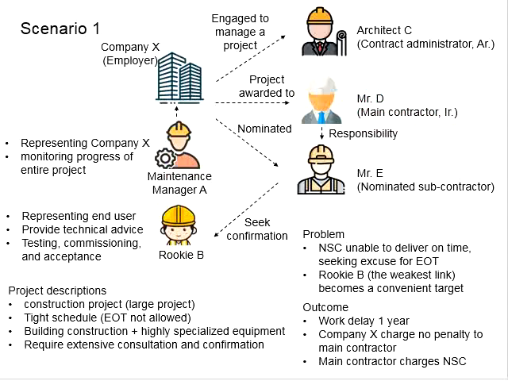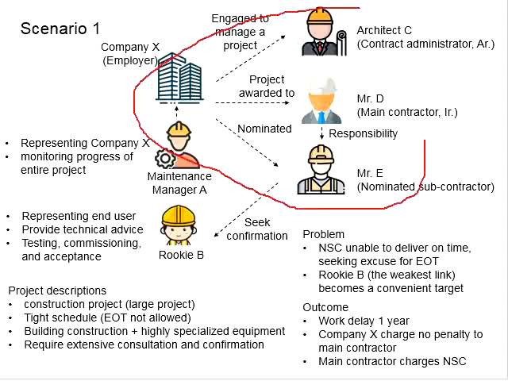In accordance with the contracts, without strong justification, company X has the right not to grant EOT to the main contractor, because as far as company X is concerned, it is between company X and Mr. D, the main contractor. The NSC is unable to deliver on time. That means the problem will be between the main contractor and the nominated subcontractor.